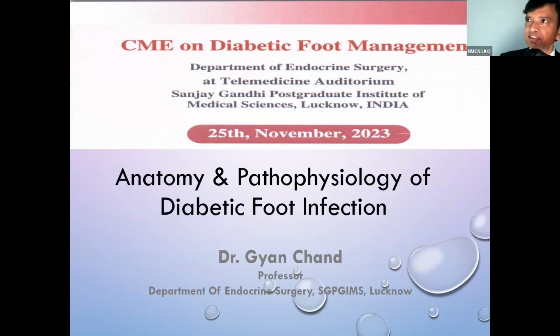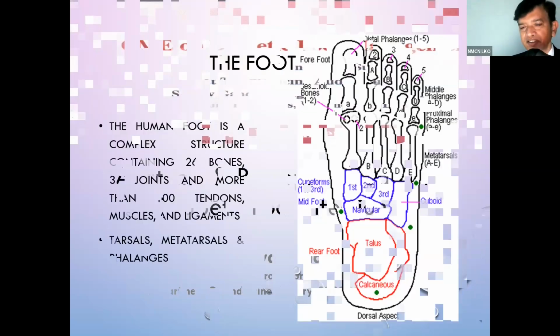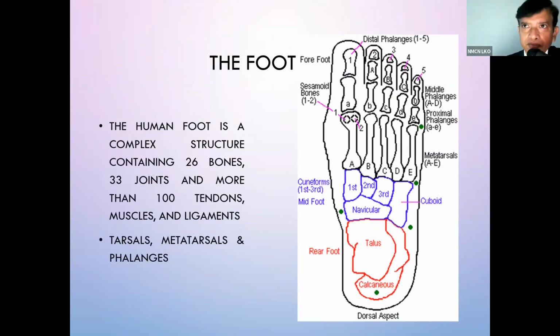So we start with the basics to the advanced, from anatomy, pathophysiology, medical management, surgical management, and then finally limb salvage and rehabilitation. So why is anatomy important? Because the foot is a very complex structure. It has 26 bones, 33 joints, and more than 100 tendons, muscles, and ligaments.